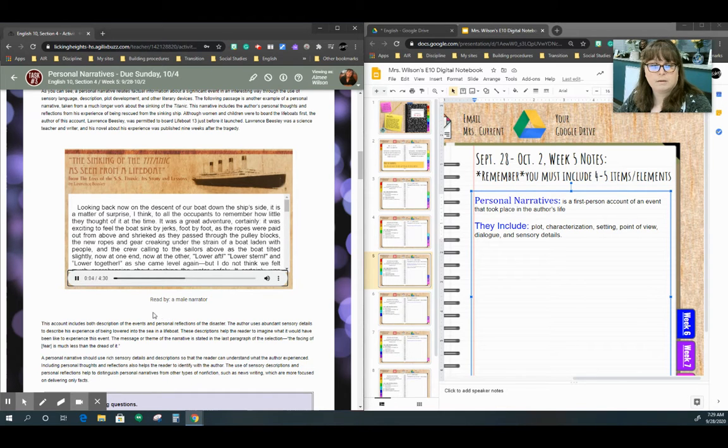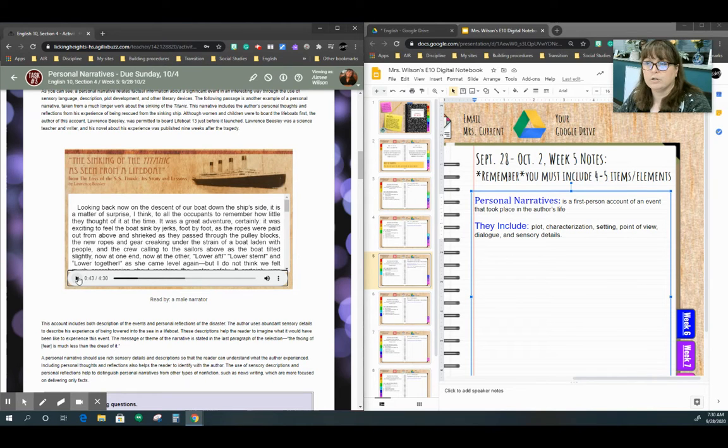Looking back now on the descent of our boat down the ship's side, it is a matter of surprise, I think, to all the occupants to remember how little they thought of it at the time. It was a great adventure, certainly. It was exciting to feel the boat sink by jerks, foot by foot, as the ropes were paid out from above and shrieked as they passed through the foaming blocks. The new ropes and gear creaking under the strain of a boat laden with people, and the crew calling to the sailors above as the boat tilted slightly. Now it went in, now it went the other. Lower aft, lower stern, and lower together.